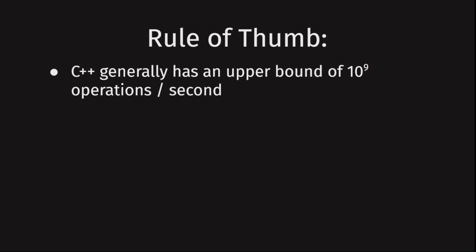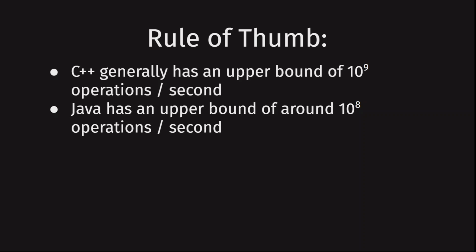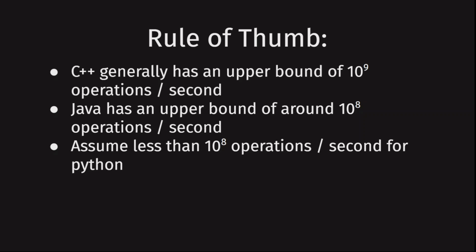The last thing that you should know is that the upper limit for most modern judges is 1 billion operations in 1 second, assuming you're using C++. If you're using Java, assume somewhere around 100 million is the upper limit. For Python, assume less than Java. And in general, 10 million operations is usually a safe number.